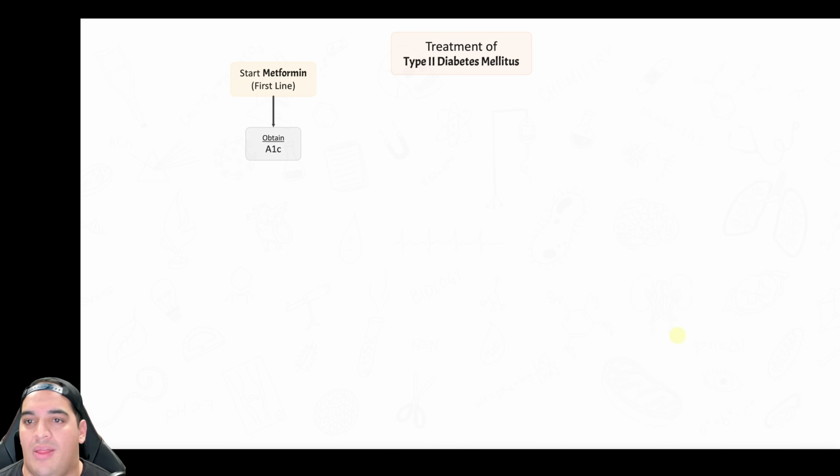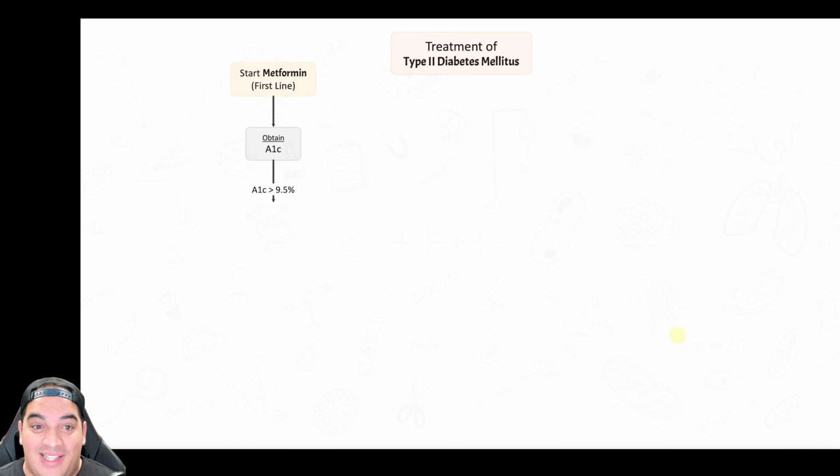So we'll start them on that, and then at 3 months we'll get an A1C because it's going to tell me where their sugars have been for at least a 3-month period. Remember, greater than or equal to 6.5% is considered diabetes, right? At this point, I want to just know if they're being better controlled. So I'm going to use an arbitrary number such as 7%. This is what we've been shown in the guidelines.